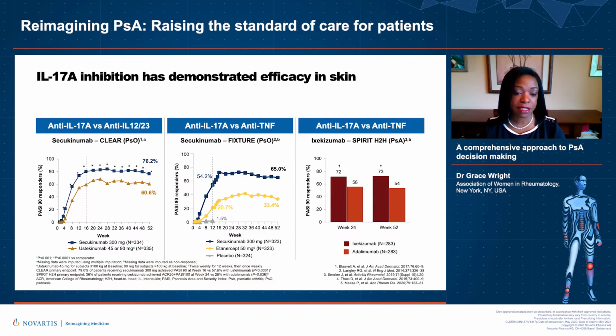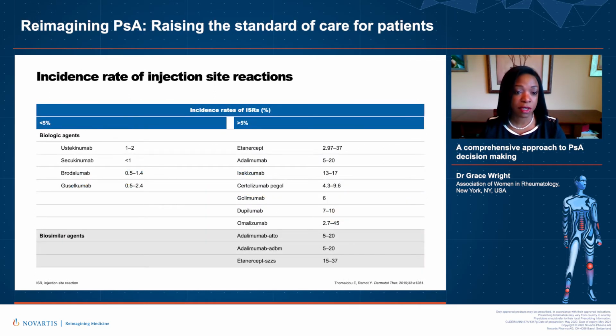Now let's look at the efficacy domain, and this is just three exemplary trials looking at secukinumab compared to ustekinumab in the CLEAR study in psoriasis, secukinumab compared to etanercept and placebo in the FIXTURE clinical trial, and then ixekizumab in its SPIRIT head-to-head in psoriatic arthritis looking at the skin data. And what I've presented here are all the PASI 90 responses showing that there's efficacy across agents to varying degrees in the skin.